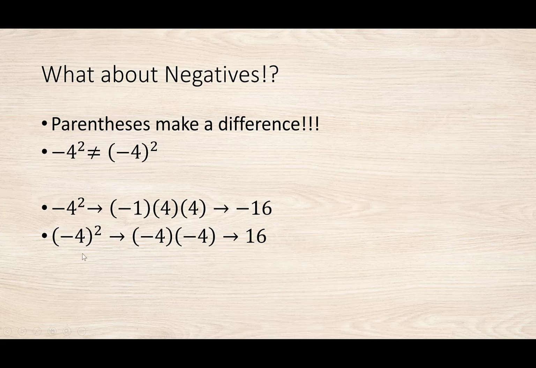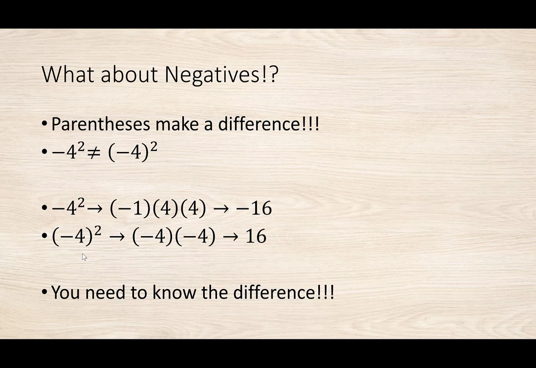On the flip side, if I have those parentheses there, then that negative is being included as part of my base. So my base for this problem is negative 4. So this gives me negative 4 times negative 4. And a negative times a negative gives me positive 16. When I don't have parentheses, I get a negative answer. When I do have parentheses, I get a positive answer. You need to make sure that you know the difference because it's going to be drastically different. So make sure that you keep that in mind.